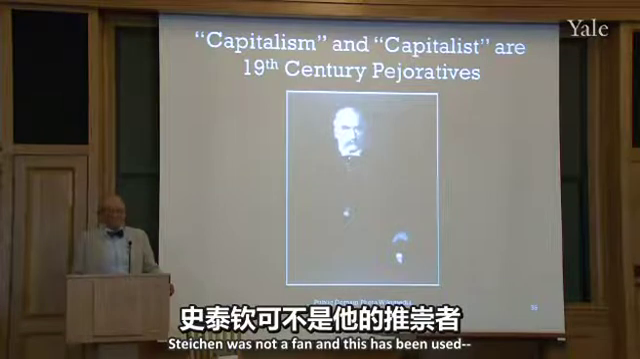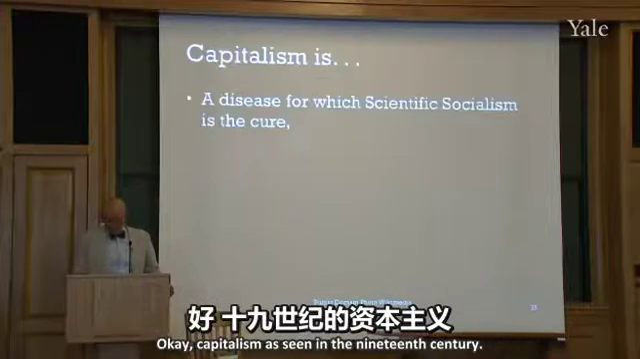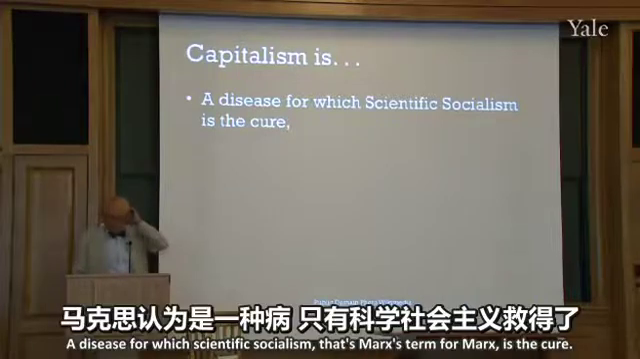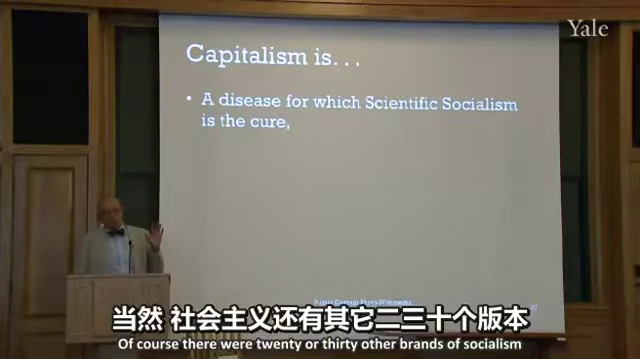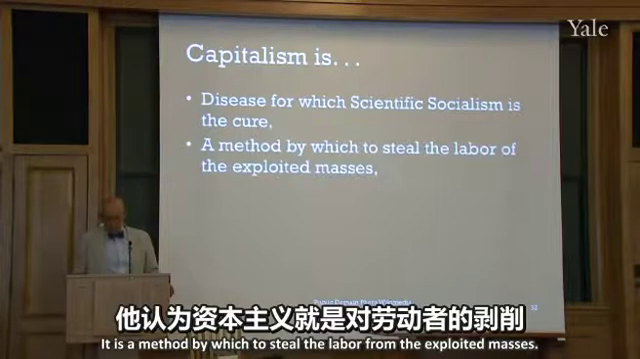Steichen was not a fan. And this photograph's been used thousands of times in a polemical way. Okay, capitalism as seen in the 19th century: a disease for which scientific socialism, that's Marx's term for Marx, is the cure. And of course, there were 20 or 30 other brands of socialism that Marx regarded as unscientific. It is a method by which to steal the labor from the exploited masses.